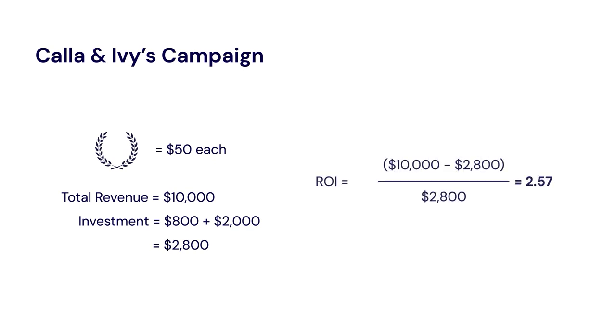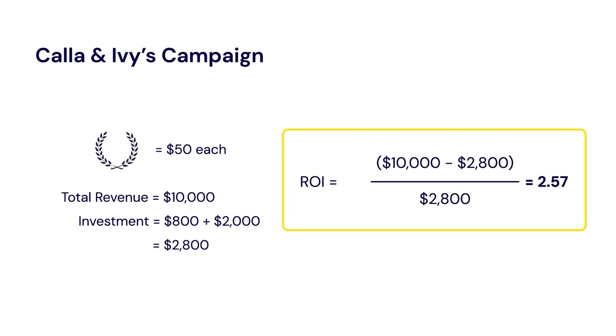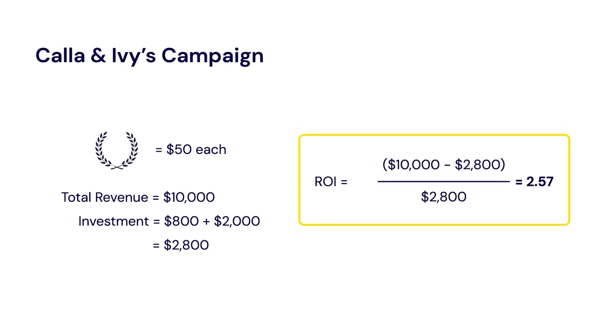That means her ROI is 10,000 minus 2,800 divided by 2,800, which equals 2.57. Or in other words, for every dollar Imra spends on selling wreaths, she gets $2.57 in return. That's a good ROI, so Imra can feel confident to keep selling wreaths at this cost. As you can see from this Kala and Ivy example, it's important to look at other measurements along with ROAS, because knowing that you had a ROAS of 5 may mean nothing to you unless you know how to evaluate what 5 means to you.